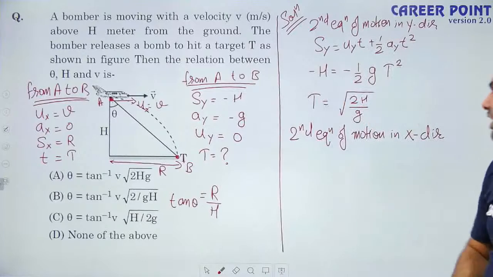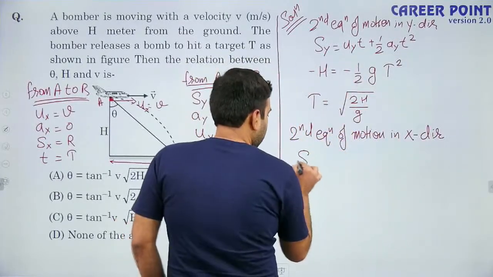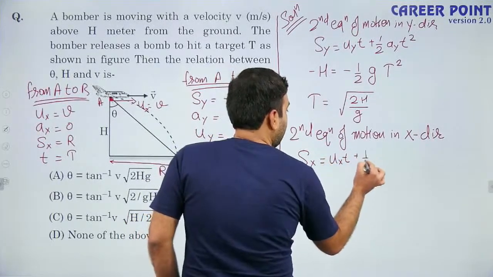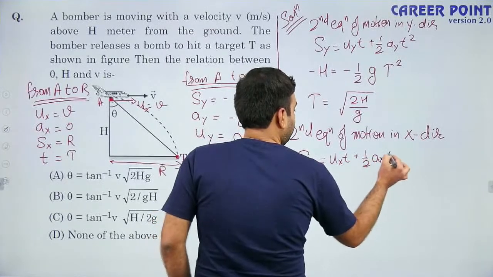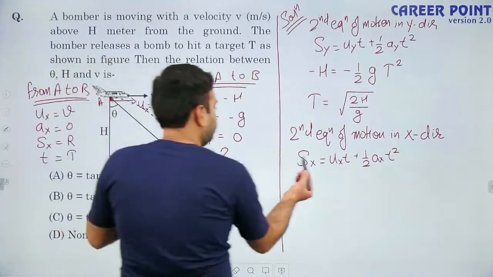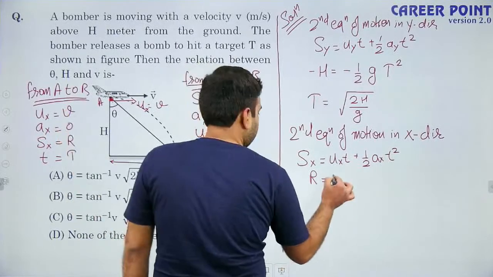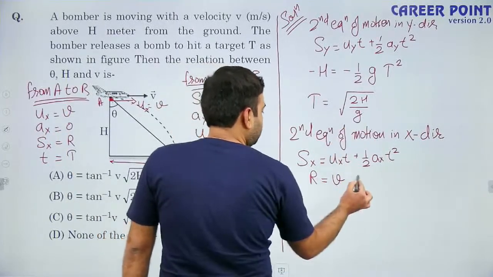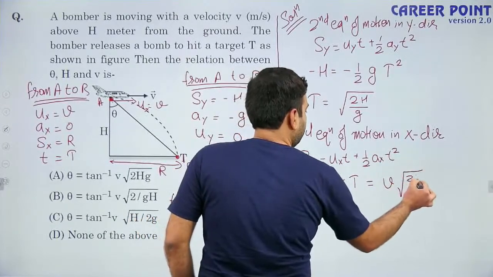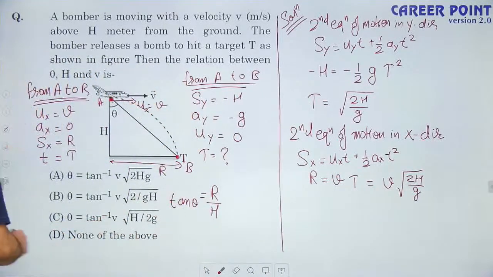Okay, now listen carefully. I am going to apply the second equation of motion in x direction, that is Sx equals ux t plus half ax into t square. From point A to B, displacement in x direction is r, which equals initial velocity in x direction v, and t equals time of flight. That means range is equal to v into under root of 2h by g. So I got the value of range.